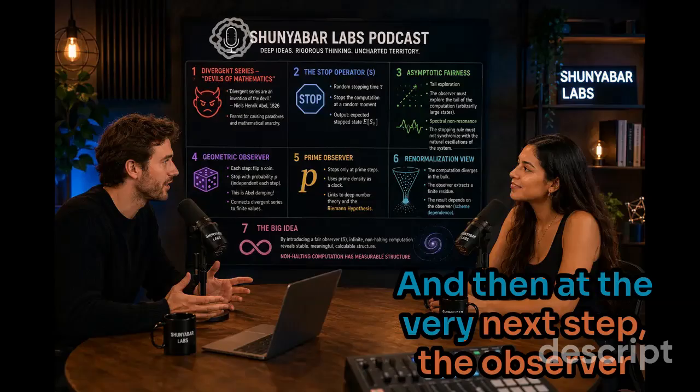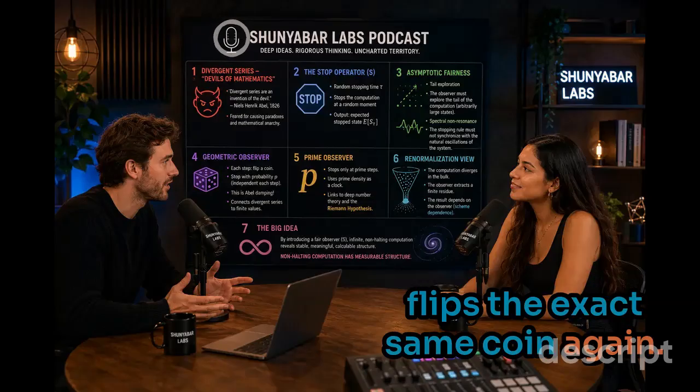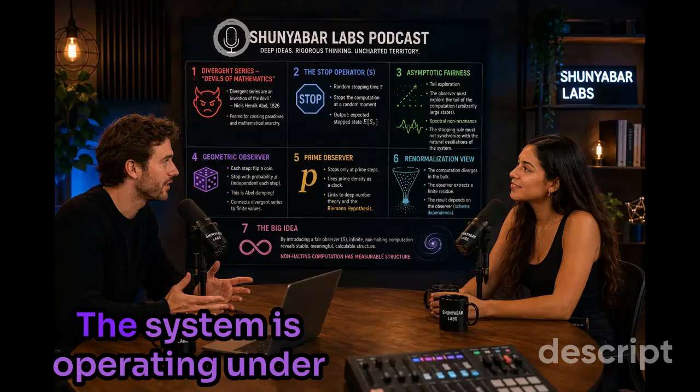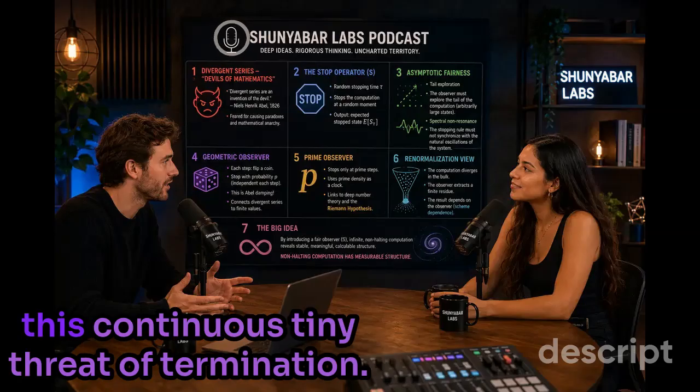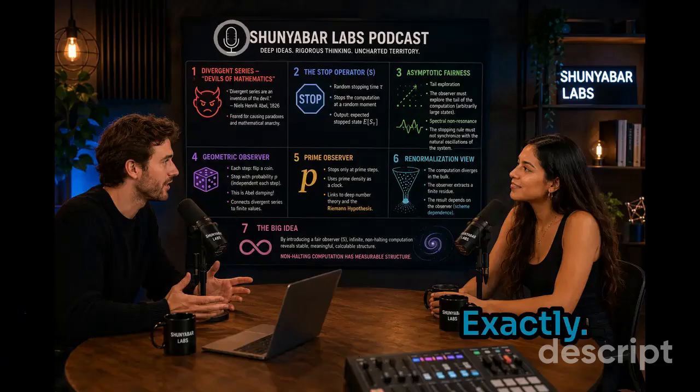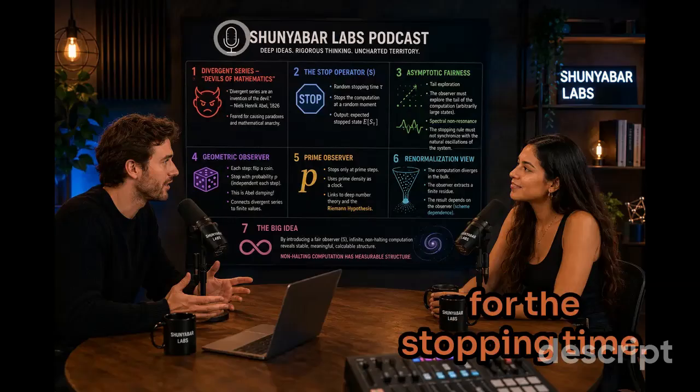And then at the very next step, the observer flips the exact same coin again. So it's a constant hazard rate. The system is operating under this continuous, tiny thread of termination. Exactly. This creates a geometric distribution for the stopping time.